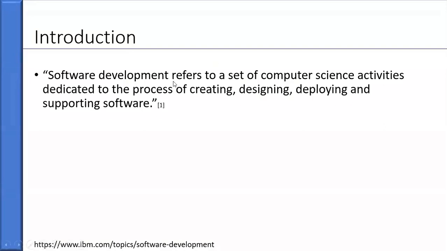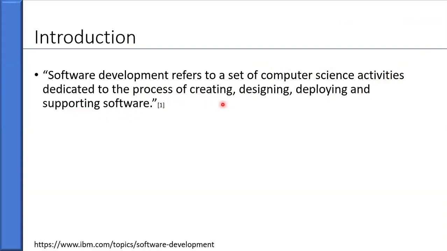Software development refers to a set of computer science activities dedicated to the process of creating, designing, deploying and supporting software. So the main purpose is, it's a set of concepts or processes related to computer science activities. And what are these processes? Creating, designing, deploying and supporting software.